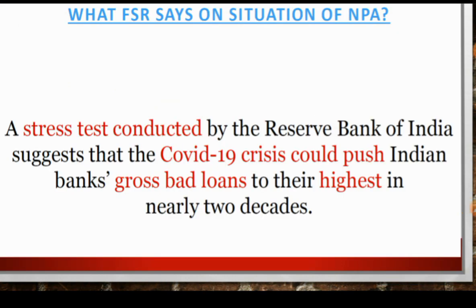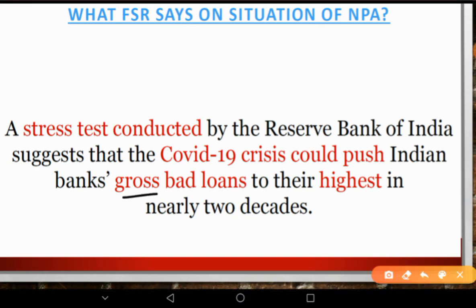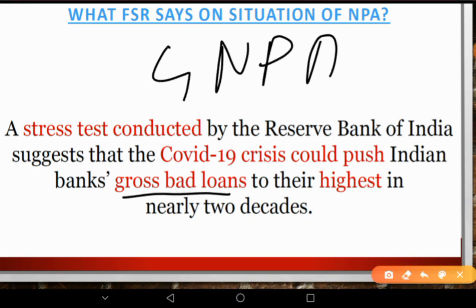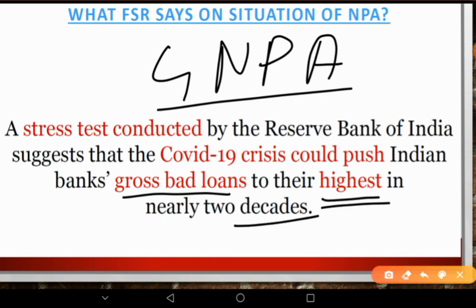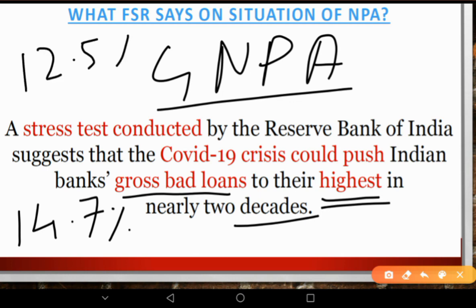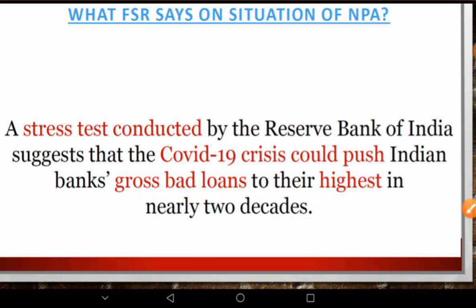Now let's move to the next slide. What does FSR say on the situation of NPA? Now it's very critical. So the bottom line is a stress test was conducted by RBI, okay, and they have suggested that the COVID-19 crisis could push Indian banks' gross bad loans, means gross NPA, because bad loan is equal to NPA, I have already mentioned, to their highest in nearly 2 decades. So under very severe stress, the GNPA may go to 14.7% and in normal condition it may go to 12.5%. So these two data are very important.